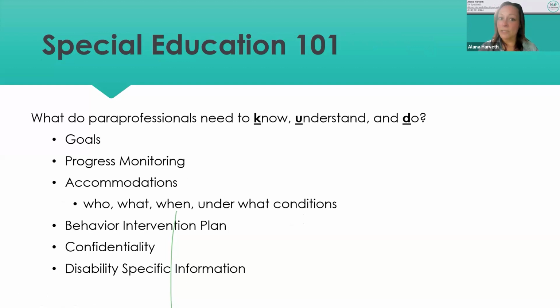There are things called IEPs at a glance. And if you guys don't know what those are, hopefully you can, or you can ask your teacher for those. Those are your students' goals and their IEPs. My paras always knew what our students' goals were. I think that that's really important.